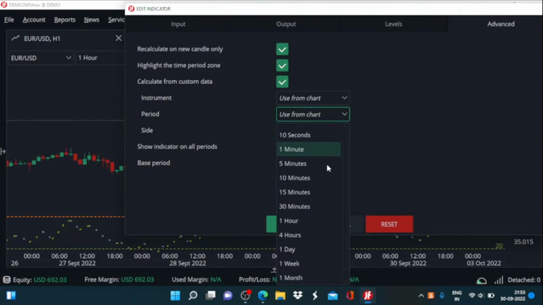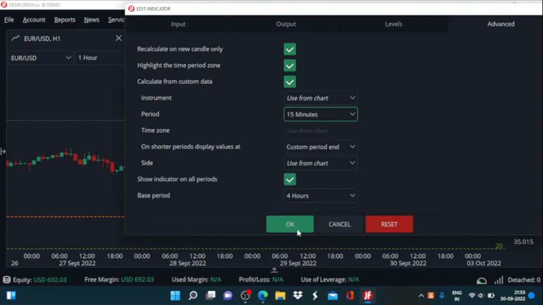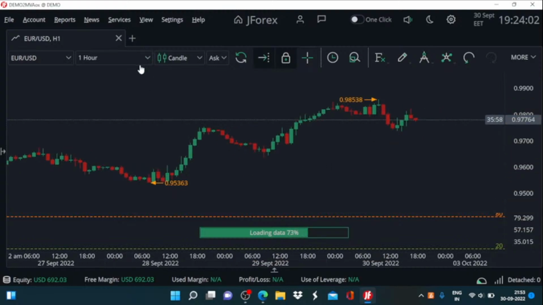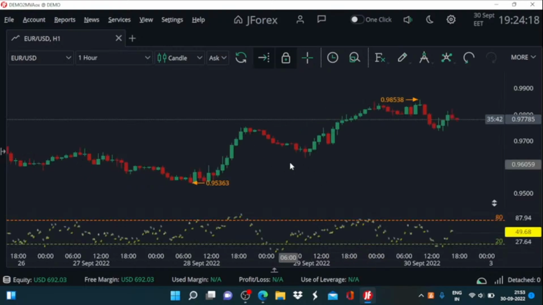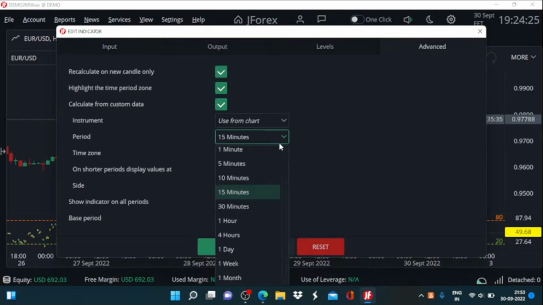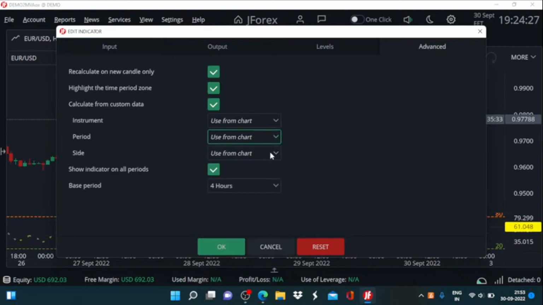So whatever is your chart's candle period, it will be used to calculate the MFI also. But if you specify any particular candle period to be used for the calculation of the MFI, in that scenario, regardless of what the chart's candle period is, the calculation for the MFI will be done as per your defined candle period. Now in this case, the chart's candle period is hourly, but the calculation of the MFI is going to happen as per the candle period of 15 minutes each. All right, I will revert it back to use from the chart side.